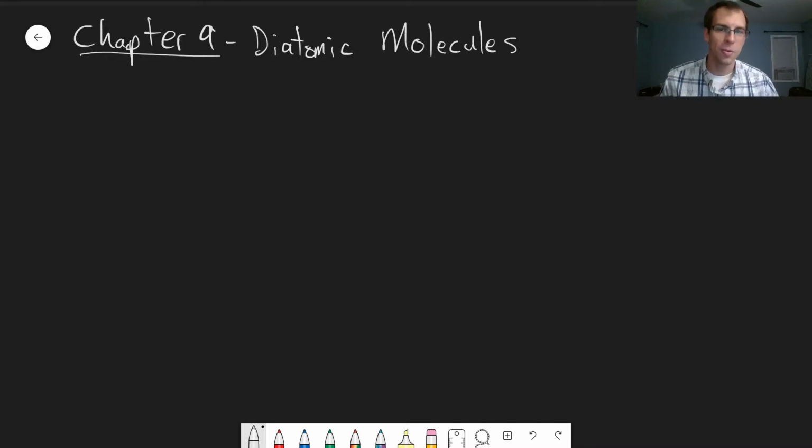In Chapter 9, we're finally getting to molecules. We're going to start simple with just diatomic molecules, but of course this is a physical chemistry class, so we really care about molecules and how bonding happens in molecules and how that relates to these quantum mechanical principles that we have discussed up to this point.